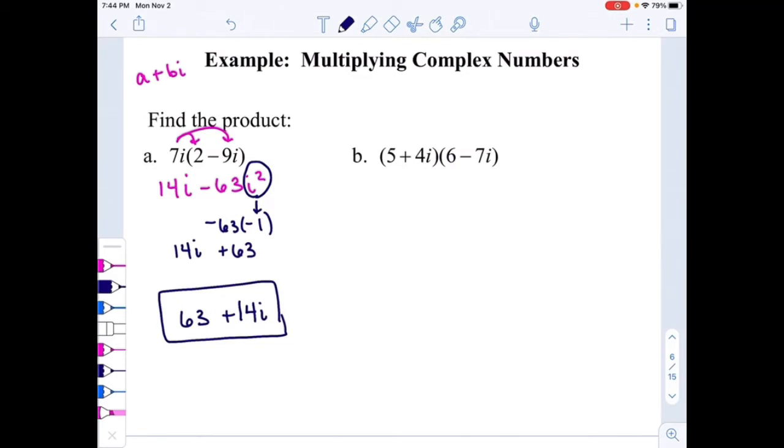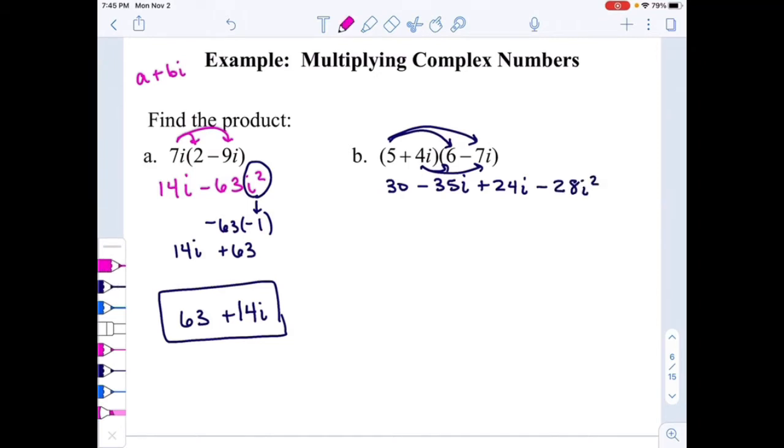Now in part B, when we're multiplying, they said we're going to treat it very similar to any binomials in that sense, our polynomial expressions, which means that we need to do a little bit of FOILing. So I'm going to take 5 times 6, which is going to give us 30. 5 times our minus 7i, that's going to give us a minus 35i. Inside terms, positive 24i. Last terms are going to give us a minus 28i squared.